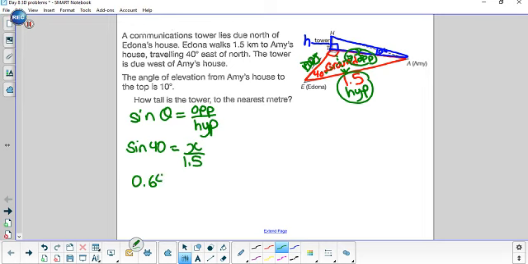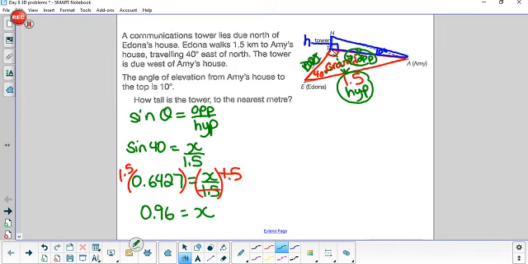Use your calculator, find sine 40. We get 0.6427 equals x over 1.5. We want to solve for x, so we can multiply both sides by 1.5. 1.5 times 0.6427 gives us 0.96 equals x. So what we have found is that the measure of this common side here is 0.96.